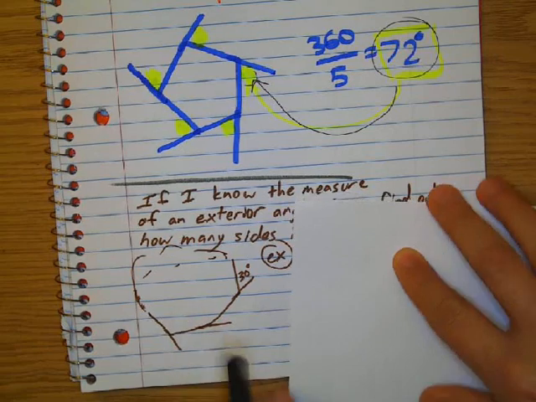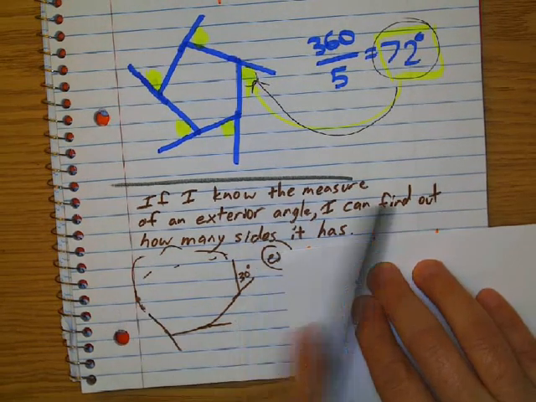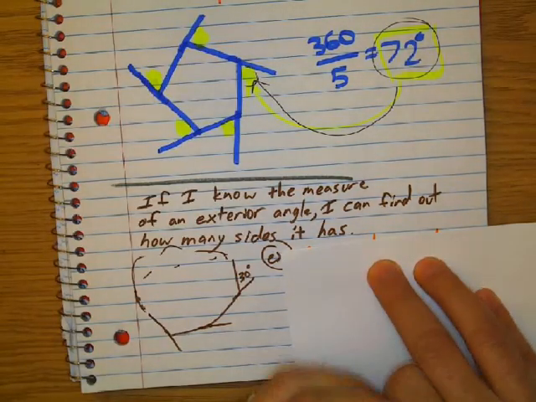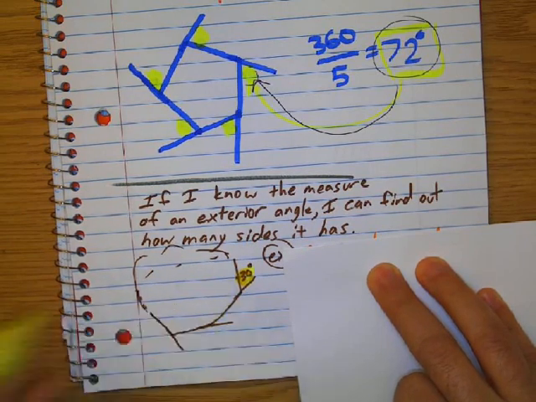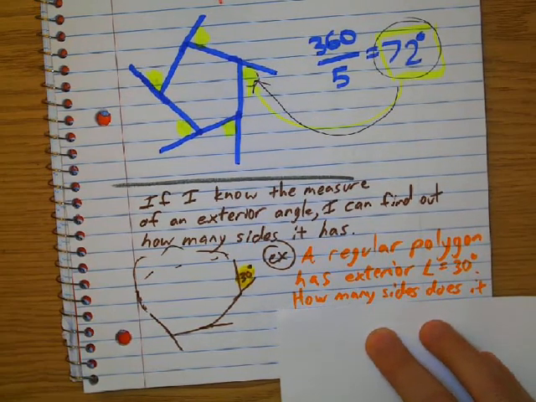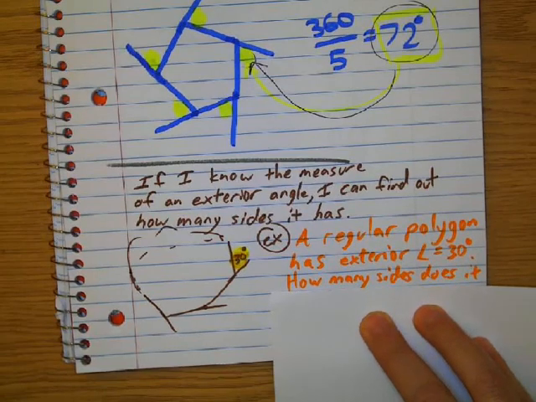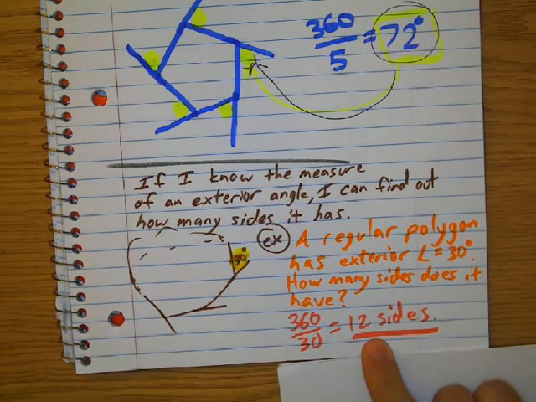And then another kind of example is, if you know the measurement of the exterior angle, how can I find out how many sides it has? So like I've got some picture, I haven't drawn it carefully, but you're told that this is 30 degrees. And how many sides does it have? So I can do 360 divided by 30, and then I know that it's got 12 sides.